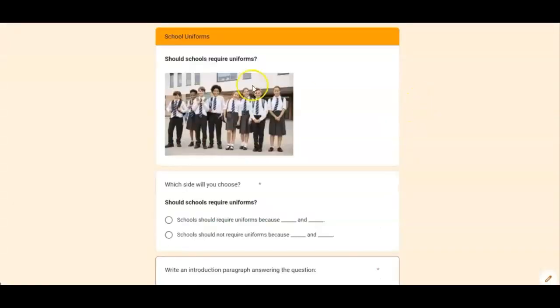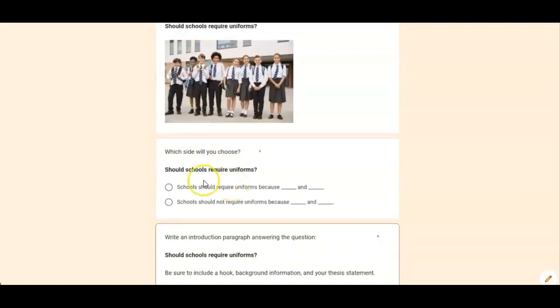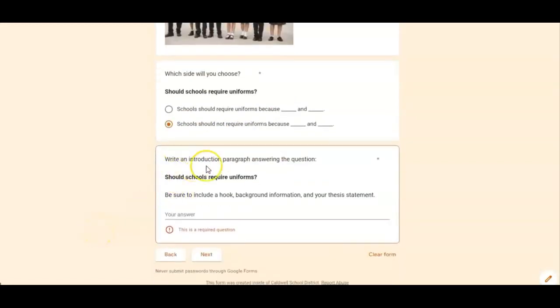So for your assignment, there's going to be different topics. So for example, school uniforms. This is just the example. This one's not going to be on yours. This is just so you can see what you're going to be doing. So the question is, should schools require uniforms? First of all, which side will you choose? Should schools require uniforms? Schools should require uniforms because, or schools should not require uniforms because. I'm arguing they should not require uniforms.